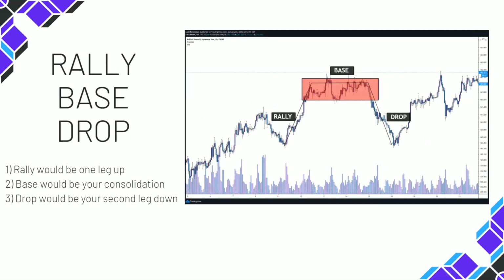Here we have a rally base drop. The rally is one leg up, the base is your consolidation, and the drop is your second leg down. We have an impulsive move here. We have the suppliers distributing, so this is a distribution zone. When they're distributing the stock or currency, we have another drop, which is the seller pressure here, and you see the market drop to the downside.